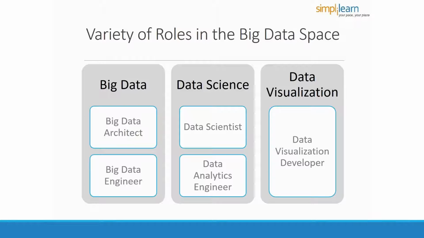So I've broken up the main roles in the big data space down to big data, data science, and data visualization. For those of you on the big data career path, the roles you're most likely to get when you finish would be a big data architect or a big data engineer. Data scientists work as data scientists or data analytics engineers. And data visualization professionals usually get jobs as data visualization developers. So these are the roles that I'm going to be talking about today in this section.